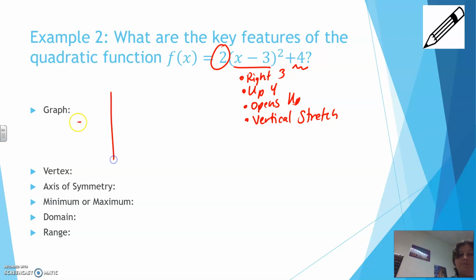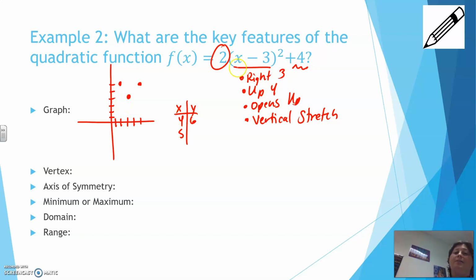When I go to graph it, again, I would take the point that was at 0, 0, right 1, 2, 3, up 4, 1, 2, 3, 4. If I want exact points, then I could plug in 4 and 5. 4 minus 3 is 1, squared is 1, times 2 is 2, plus 4 is 6. I have a point at 4, 6. And then I reflect it, also here.